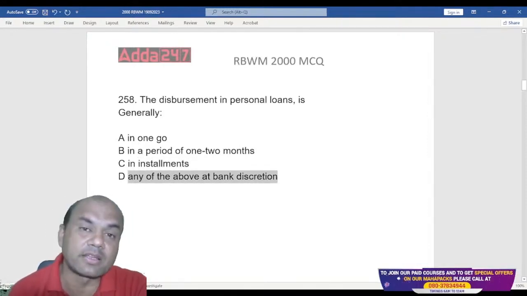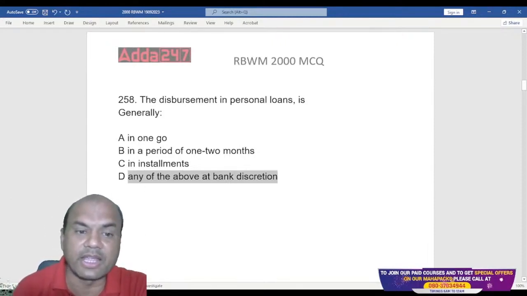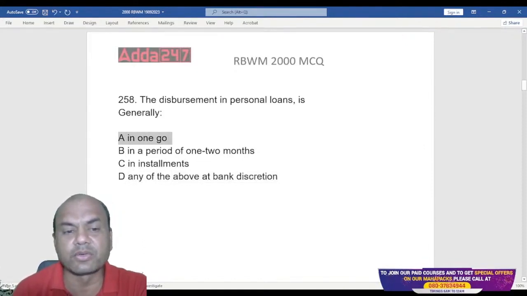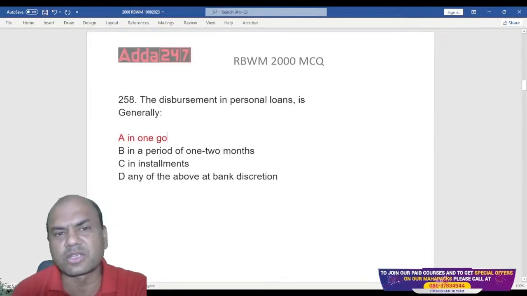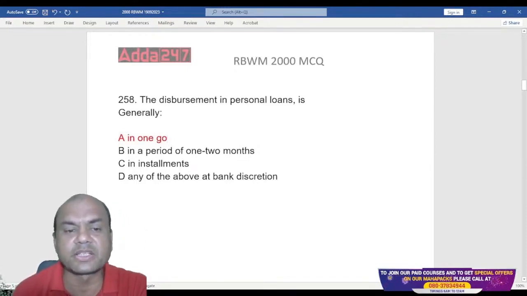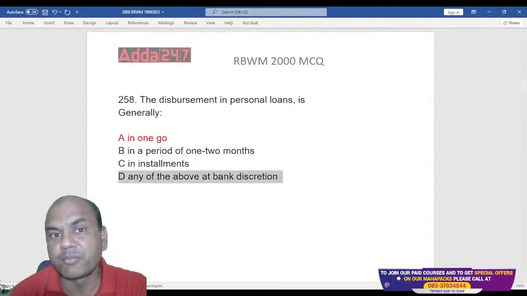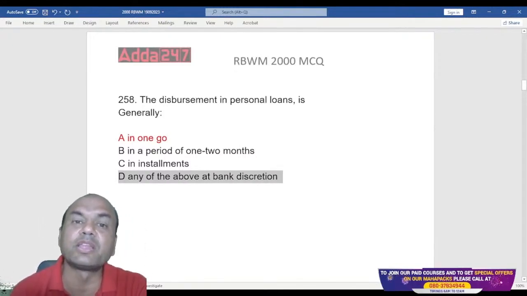How does the bank generally give this loan? It's always given at A, in one go. Personal loans are always given in one go. Now you'll say, sir, personal loans in one go, that's okay. See, the question over here is generally how is it given? 90% every year. See, it's after all at the discretion of the bank. Bank can sometimes tell you that this month I'm giving you this much, next month I'll be giving you whenever you require it.